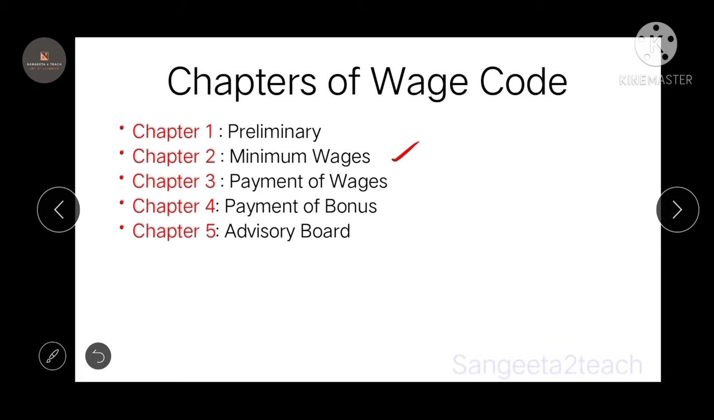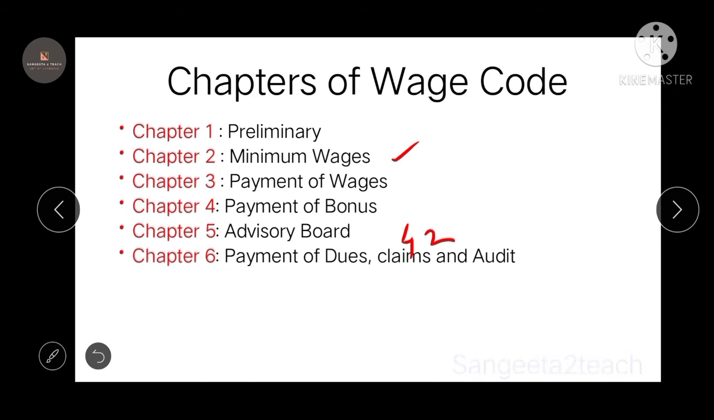Coming to chapter 5, that is the advisory board. In this we talk about the central advisory board and the state advisory board, and this advisory board comes under section 42, which is also important. This advisory board will discuss the proportion of members that are required, and it will talk about the state and the central boards. The next chapter is payment of dues, claims and audit. This talks about to whom you are going to appeal if there is some due, or some kind of claim that you have to get if there are dues. So this is chapter 6, that is payment of dues, claims and audit.